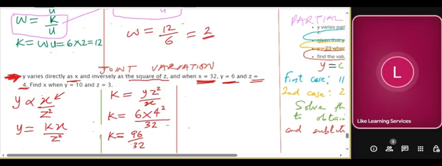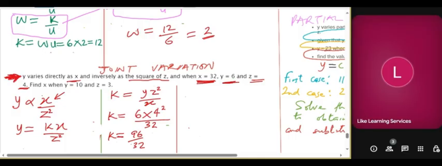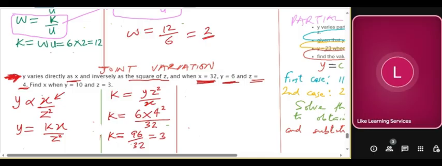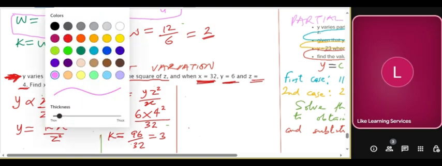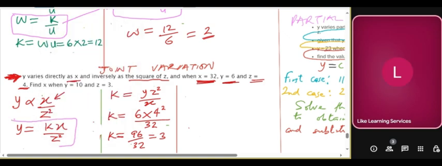Do you have a calculator? Let's just get that. 96 divided by 32. What does that give? That would be 3. So k is 3. So let's write the equation that connects all of them. Remember, you are just writing the equation from here, but this time around you are replacing it with k. So y is equal to what? What's k? 3x over z squared. Do you understand? Yes. So this is the equation.